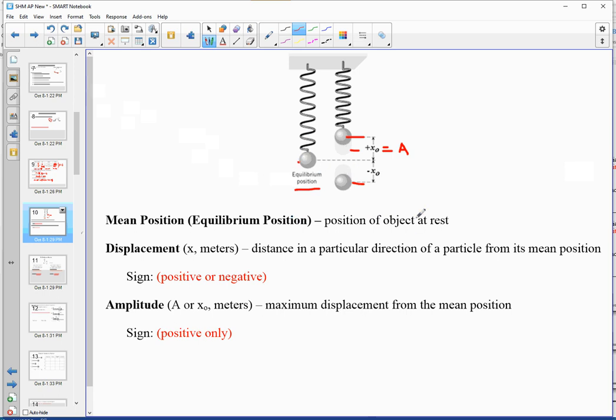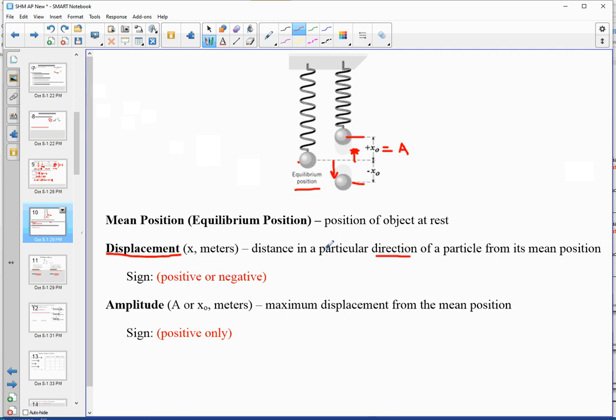That's going to be the position of the object when it's at rest. And then x is going to be basically its particular distance from the mean, in a particular direction, because displacement, as you may remember, is a vector quantity. So it has a direction as well. If the ball were located right here, its displacement would be positive, whatever that value would be. And if the ball were down here somewhere, it would be negative.